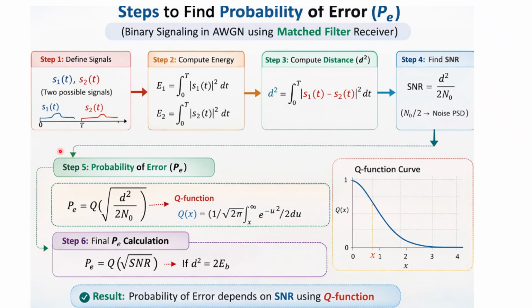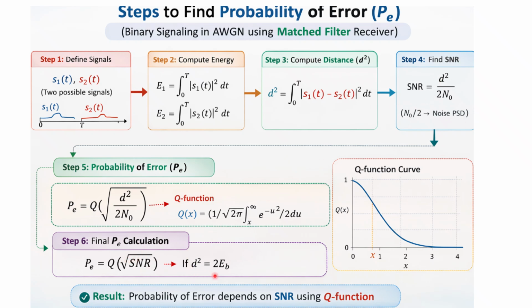Suppose two signals S1(t) and S2(t) are there. First we'll calculate the total energies E1, E2, and then we'll compute the distance d, and further you can find the SNR, d square by 2N. Once we get the SNR, it is very easy to get the probability of error. Directly you can write probability of error is equal to Q, that is a function, of the square root of SNR. So if you know the SNR, put the value here, and that will be the probability of error.